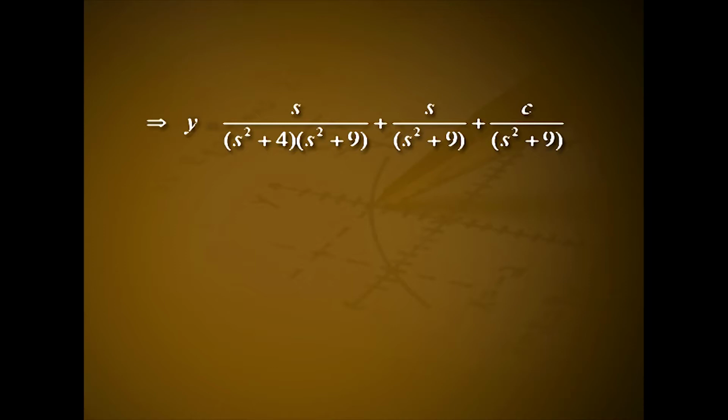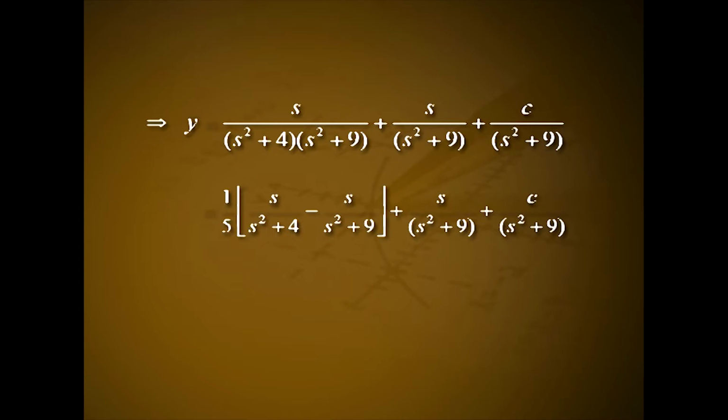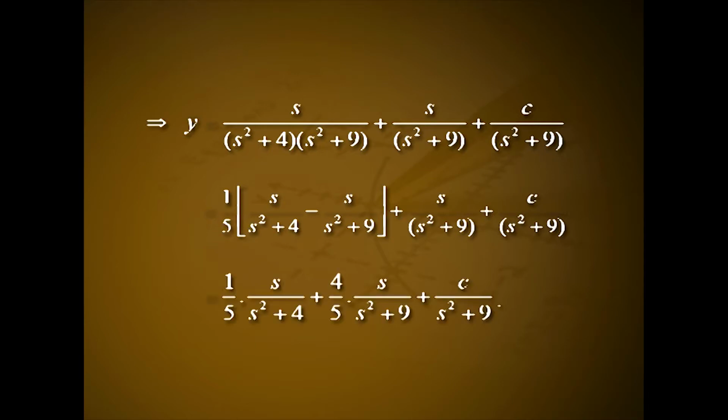plus s divided by s² plus 9 plus c divided by s² plus 9, which is equal to 1 by 5 into s by s² plus 4 minus s by s² plus 9 plus s by s² plus 9 plus c by s² plus 9. That is equal to 1 by 5 into s by s² plus 4 plus 4 by 5 into s by s² plus 9 plus c by s² plus 9.